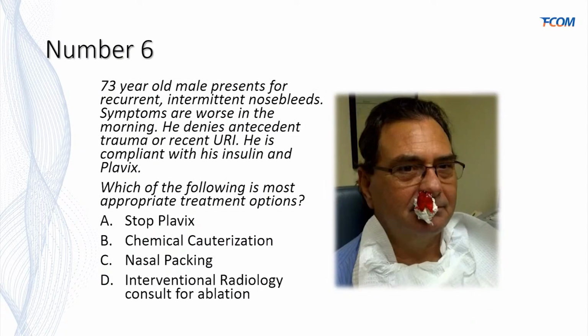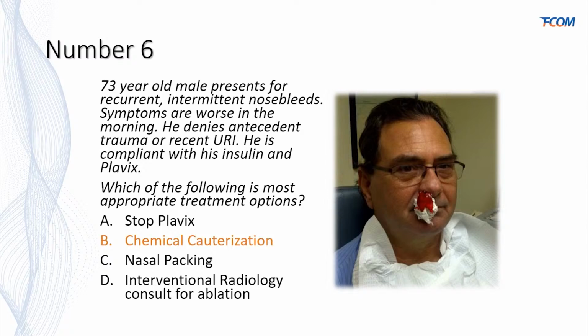Our next case is a 73-year-old male who presents with recurrent intermittent nosebleeds that are worse in the morning. He denies any antecedent trauma or recent upper respiratory infection. He is compliant with his insulin and his Plavix. Which of the following is the most appropriate treatment option?